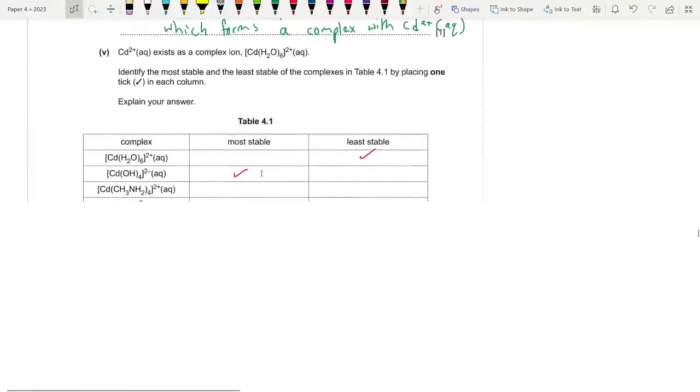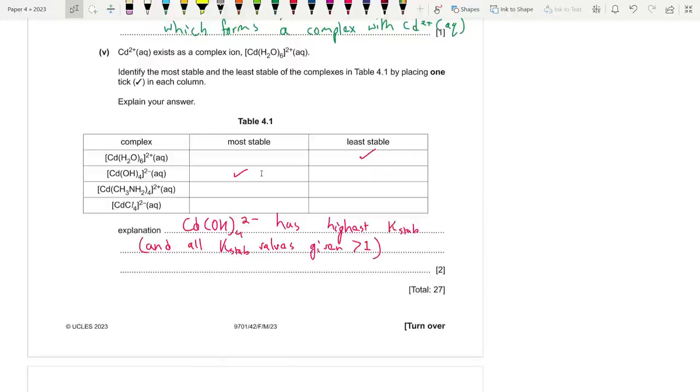Okay, that's the concept. Done with question number 4. We move on to the next one. It was 27 marks in total. That's huge. So we have two questions left, question number 5 and 6. 5 is organic, and 6 basically deals with analysis and chromatography. So let's start with question number 5.